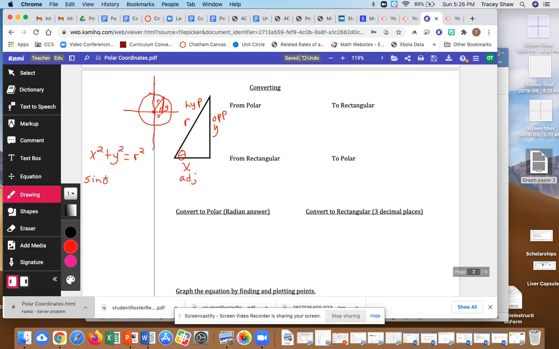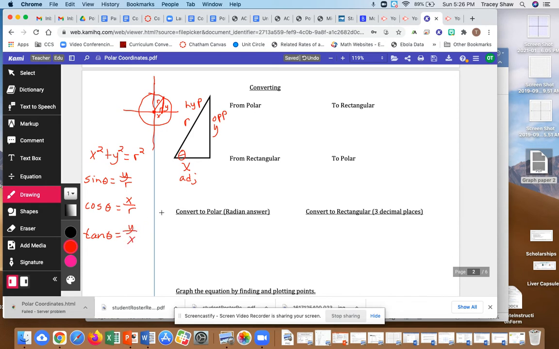If I want to write the sine ratio, sine is opposite over hypotenuse, which is y over r. Cosine is adjacent over hypotenuse, which is x over r. And I really shouldn't be surprised that the y goes with the sine and the x goes with the cosine. That's always the way it is. And then tangent theta is opposite over adjacent, which is y over x.